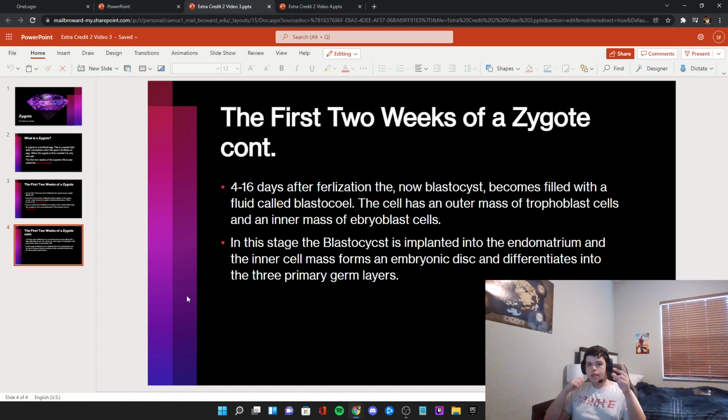and it gets implanted into the endometrium, sorry, which is, when it gets sent to the fallopian tube, into the wall. It gets implanted in there, and then the inner cell mass forms an embryonic disc and differentiates into the three primary germ layers. Once that happens, that is actually the end of the 2 week cycle of the zygote.